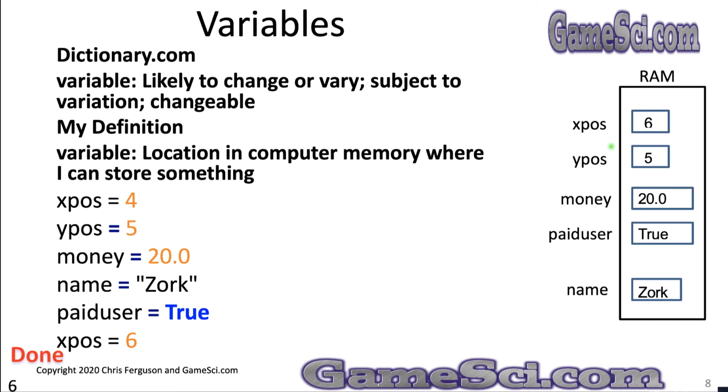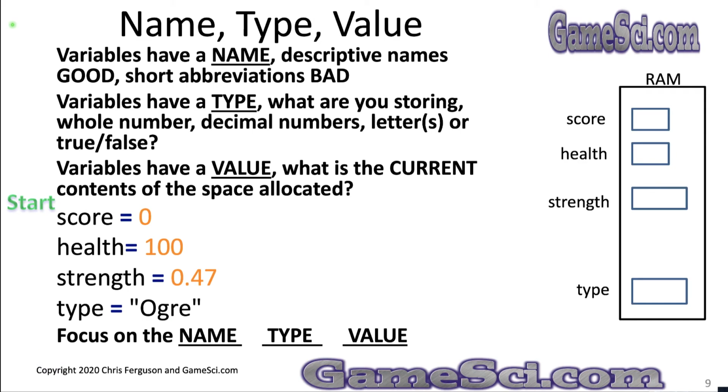So that wraps it up for our intro to variables. We'll learn much more in the next slide. The thing I want you to understand is variables are just a spot in computer memory where I can store values. Name, type, and value. Variables have a name. Descriptive names are good. Short abbreviated names are bad. Give your variables a name that describes what you're storing in the variable.